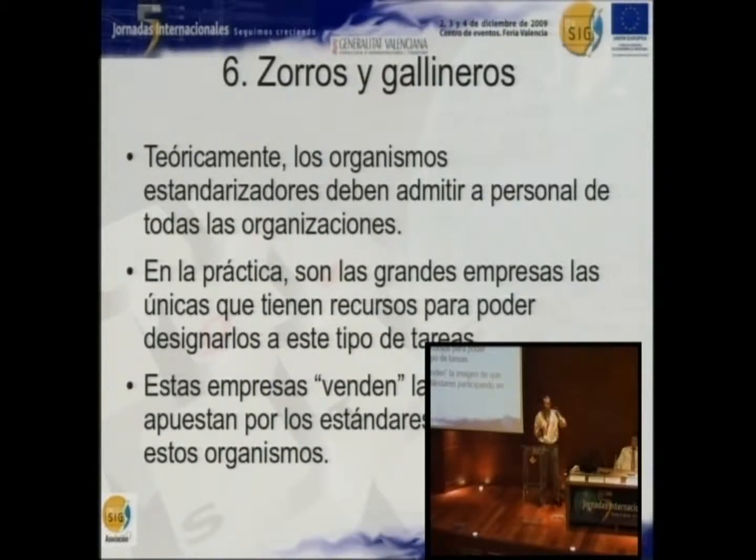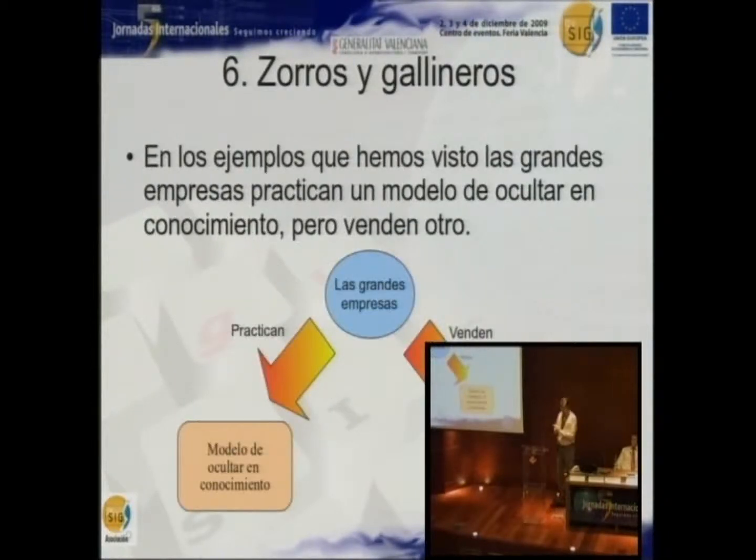But those companies are in all the standardizing committees and all the open source committees. What they want is to sell the image that they are concerned about standards and worried about the resources. But as I said before, with the standard examples, it is clear that what they actually practice is a knowledge hiding system. They want to sell something, but in practice, they try to keep knowledge away from people. Because if they were really practicing diffusion of knowledge, you would share your knowledge.